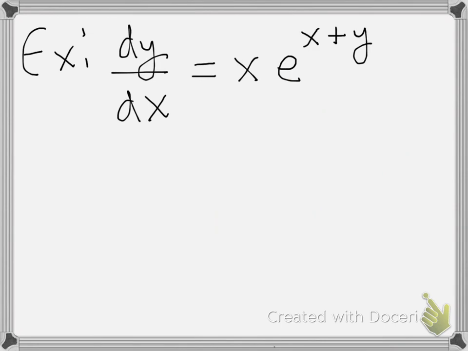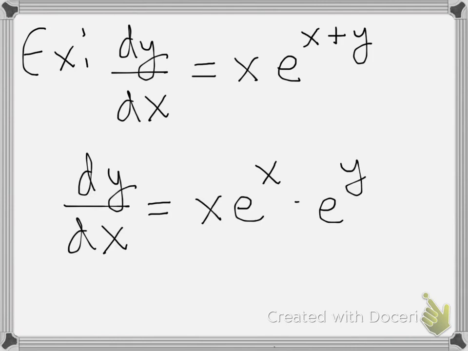For our second example, let's look at the differential equation dy dx equals x times e to the x plus y. And again, we want to ask ourselves the same question. Is this differential equation separable or not? Can the function on the right-hand side be separated as a product of a function just depending on x and a function just depending on y? And at first glance, this differential equation might not appear to be separable, but we remember our rules of exponents, and we see that the term e to the x plus y can actually be written as a product e to the x times e to the y.